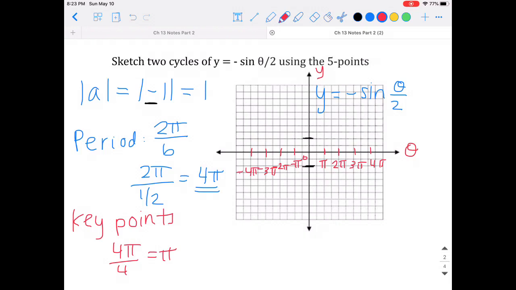Now from here, we're able to sketch our graph. So we're always starting at the origin, 0, 0. Now because a is negative, that means our pattern is from 0 to the min. So at our first point on our theta axis, we're going to the minimum, then back to 0, then to the max, and then back to 0.